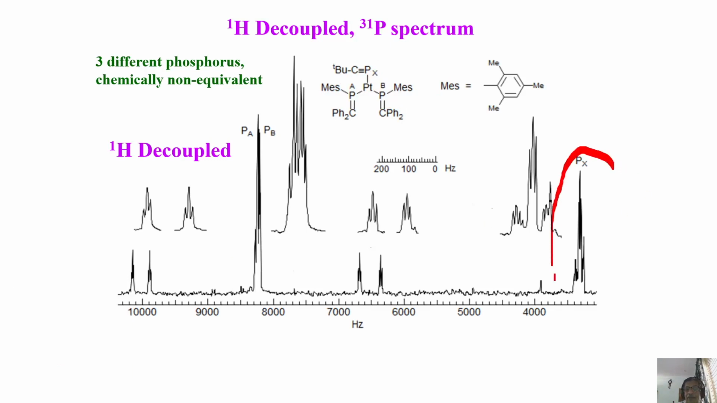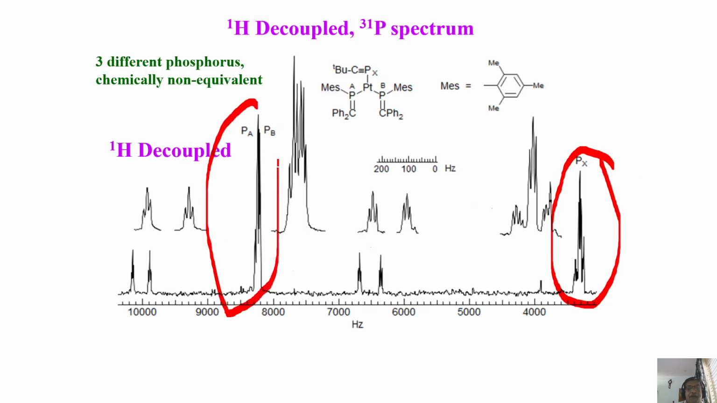Okay, one is here, Px, one phosphorus. There are two phosphorus here, which are overlapped. Both chemical shifts are there, Pa and Pb. Very small change in the chemical shift, they are overlapped here. And you are not able to see that at all. You cannot identify what is what. But if you carefully see, you are going to see some peaks here.